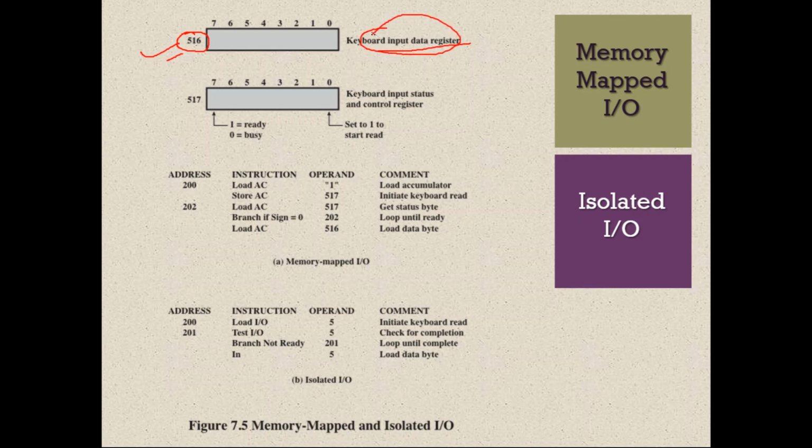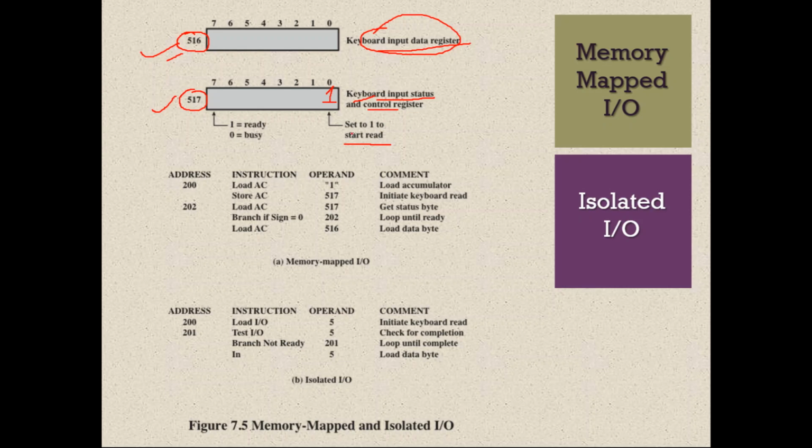Next, inside the keyboard we also have a keyboard input status and control register, and this register is referred to using the address 517. This register also contains 8 bits. Here let us try to understand. If this 0th bit is set, if this bit is 1, it means perform a read operation. It means you are giving a command.